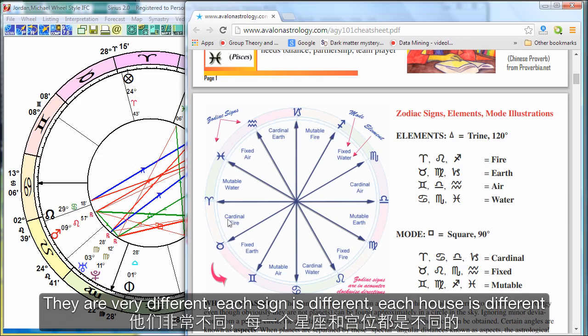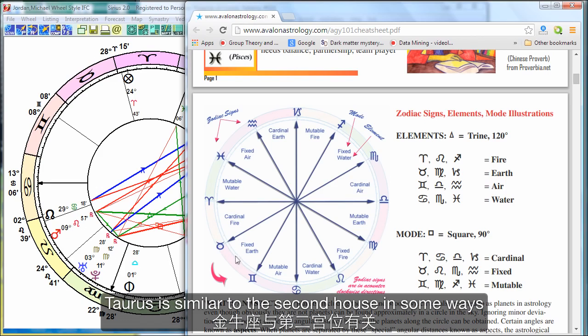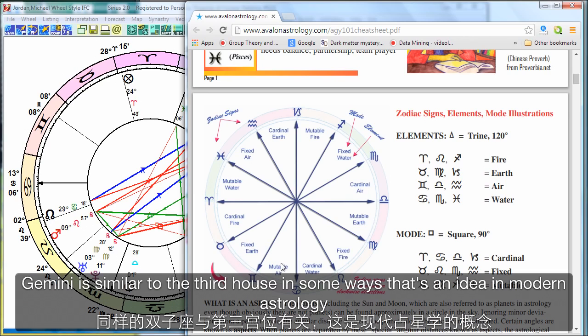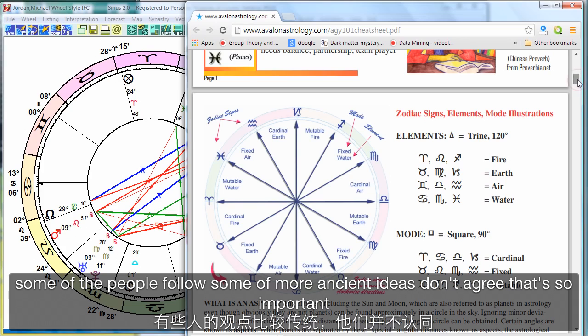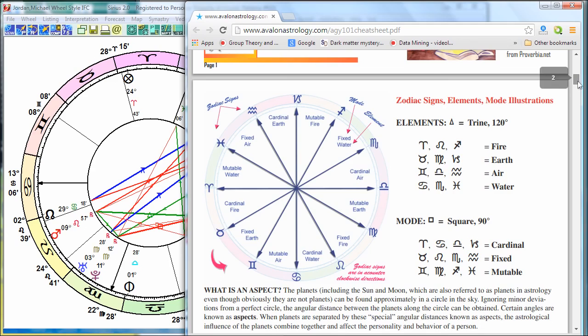Each house is different. And there are your houses. 1, 2, 3. And in modern astrology, Aries is related to the first house. Taurus is similar to the second house in some ways. Gemini is similar to the third house in some ways. That's an idea in modern astrology. Some of the people who follow some of the more ancient ideas don't agree that that's so important. But the first house is, like I say, associated with Aries, and Aries is a cardinal fixed in modern astrology.